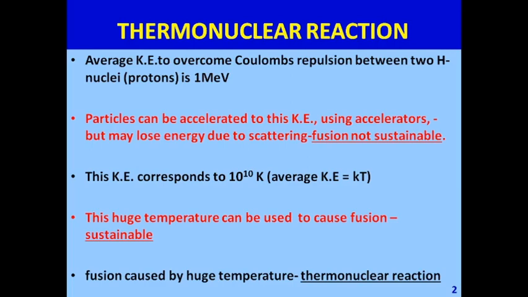So if you keep the hydrogen nuclei at this 10 raised to 10 Kelvin temperature, it is possible that we can have a sustainable fusion, because this high temperature will impart sufficient kinetic energy to have a sustainable fusion process. So that is why fusion is called thermonuclear. To have fusion possible, you require very high temperature, and it is called thermonuclear in nature.